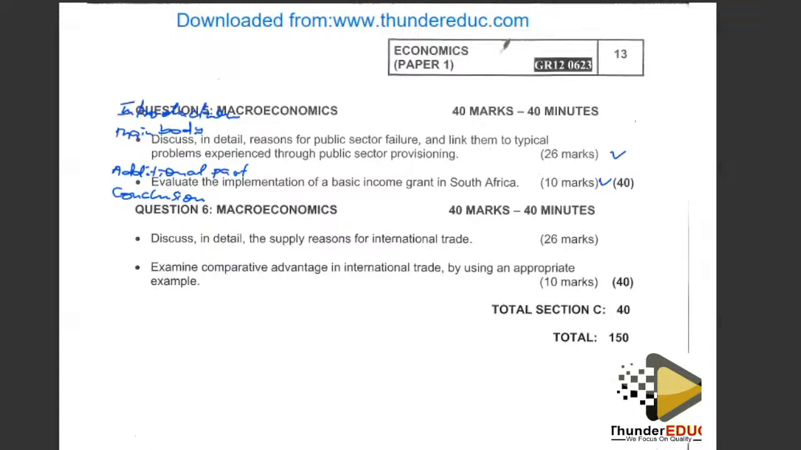Great talks, remember, under economics, in most cases, the expectation is to always make sure that you don't structure your essay using paragraphs, but we prefer you to always make sure that you write in a bullet format.